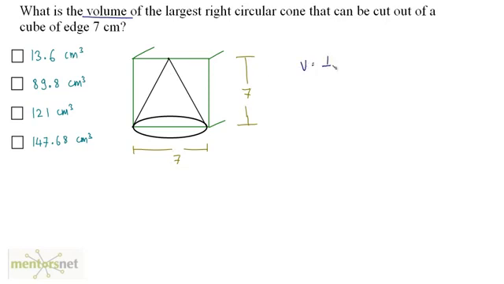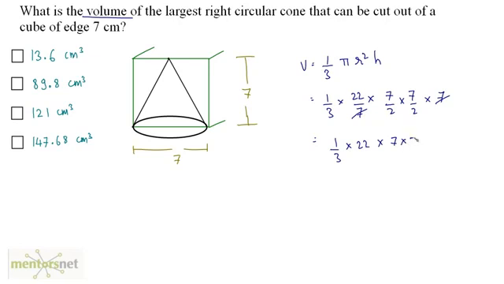So the volume is equal to 1 by 3 pi r square h, isn't it? So this is 1 by 3 into pi is 22 by 7 times r square. Well, the diameter is 7, the radius will be 7 by 2. So this is 7 by 2 times 7 by 2, that's r square, times what is height? Height is 7. Okay, so this 7 and this 7 cancel out. We have 1 by 3 times 22 times 7 times 7 divided by 2 times 2.